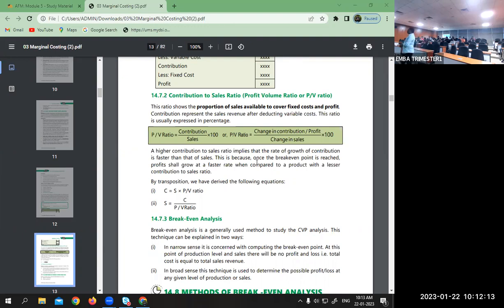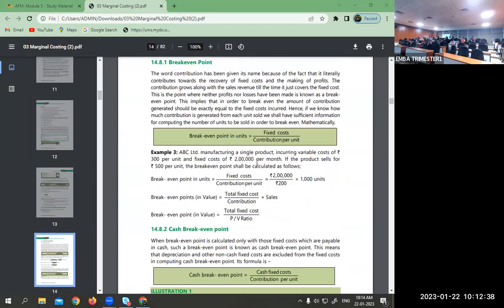Okay. So by applying this equation, we can find out break-even point. What is break-even point? We told where the fixed cost is just equal to contribution. Fixed cost is just equal to contribution, or total cost is equal to selling price. Okay, break-even point. Look at this formula. Break-even point in units. What is that in units?